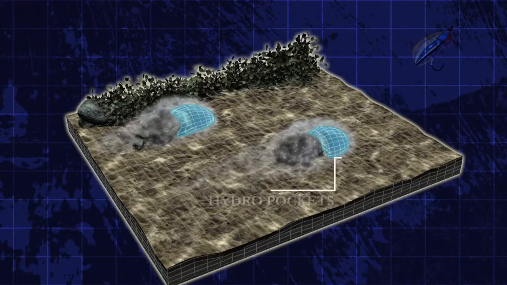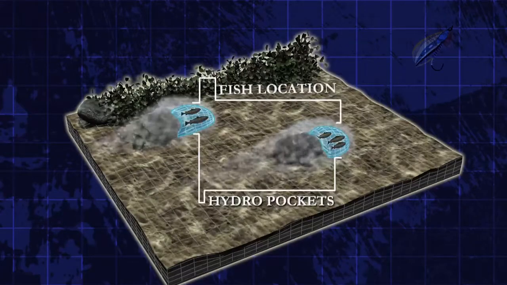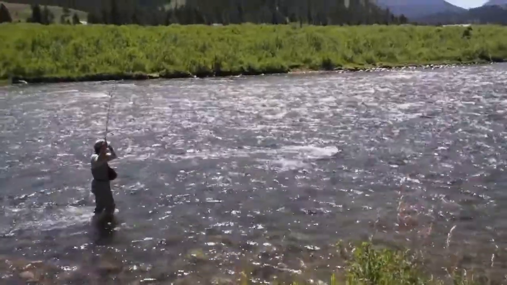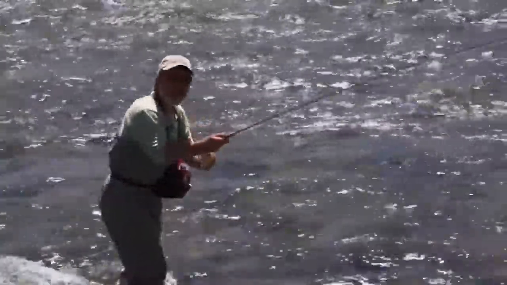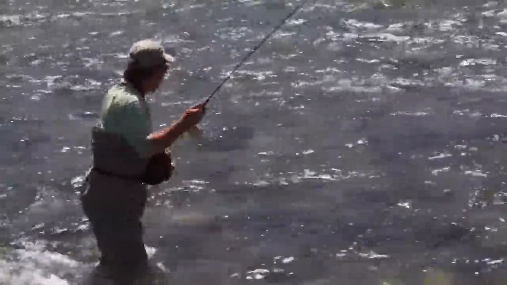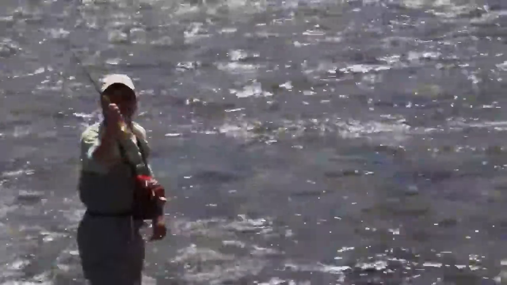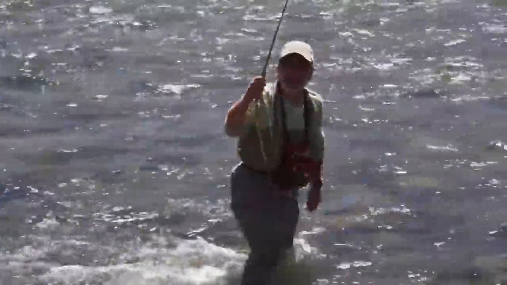Trout will be found in front of rocks or along their sides as often as they will be found behind them. Oh, ha ha! Right in front of a rock. Whoa! Right in front of a rock, right where that fish was supposed to be. Fish are just as often to be found in front of rocks as they are behind rocks.